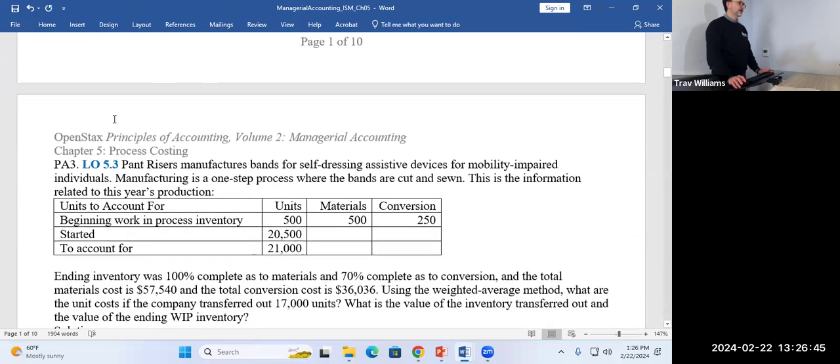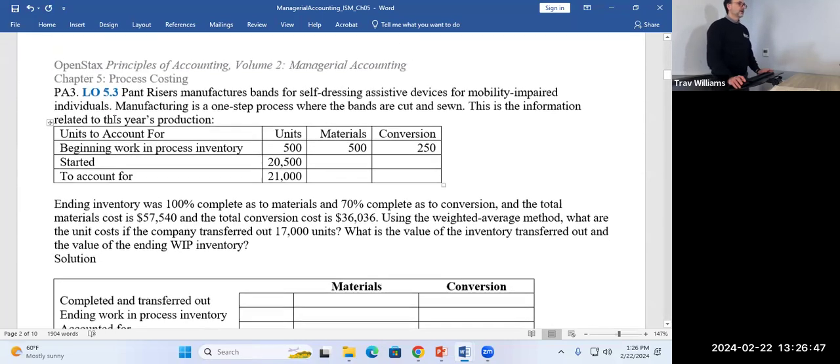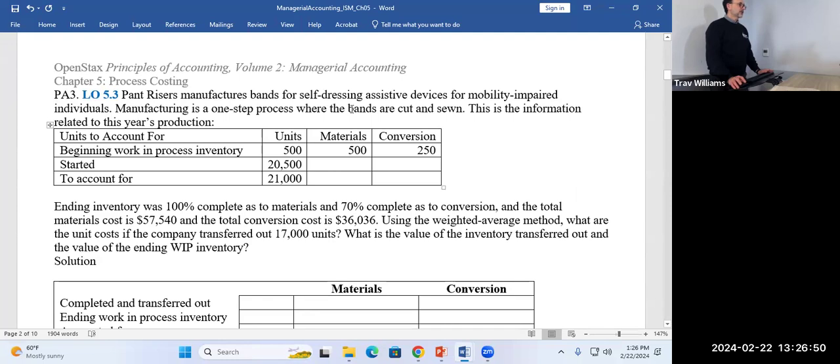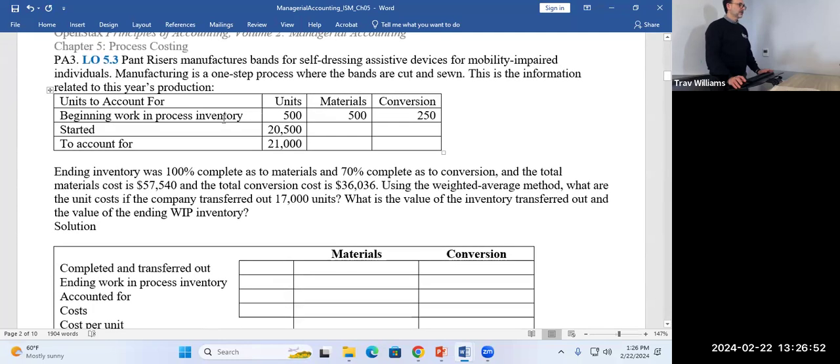Okay, so problem number 3. So we really don't need this information here. We are going to need some information out of this table here. They tell us ending inventory is 100% complete regarding materials. You might remember it always is 100% complete, right? So we don't really care about that. But we do care about the 70% complete regarding conversion. Okay, so we do need to know how converted is the ending inventory.